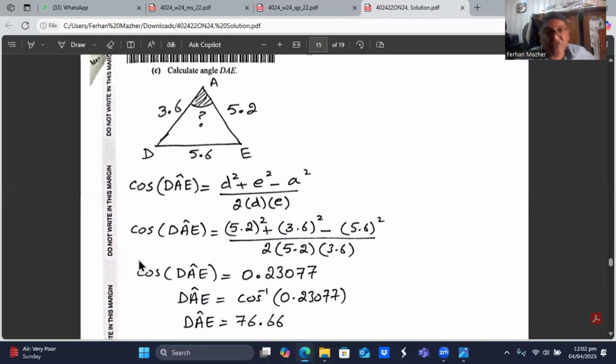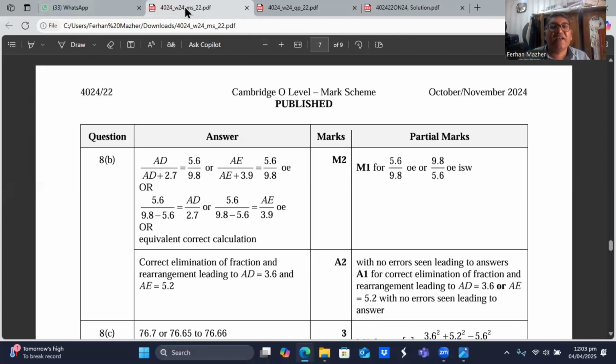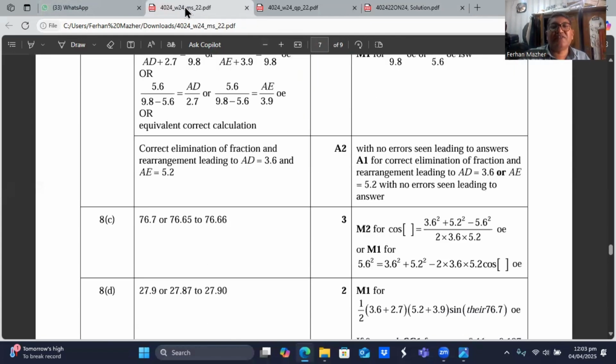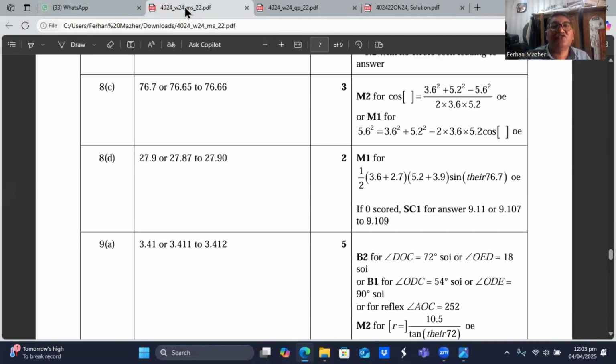0.3077. Then I will bring this cos to this side, it will become cos inverse. So on your calculator, you will write shift cos 0.3077, and that will be 76.66. So the angle DAE is 76.66. Let's check, 76.66 is the right answer, sir.